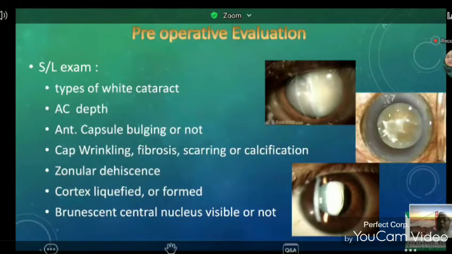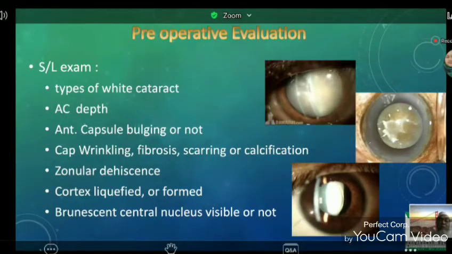So before management, we have to evaluate each case separately. On slit lamp, we have to see the type of the cataract, the anterior chamber depth, and whether the anterior capsule is bulging or not. Is there any capsule wrinkling, fibrosis, scarring or calcification of the capsule? Is there any zonular adhesion?